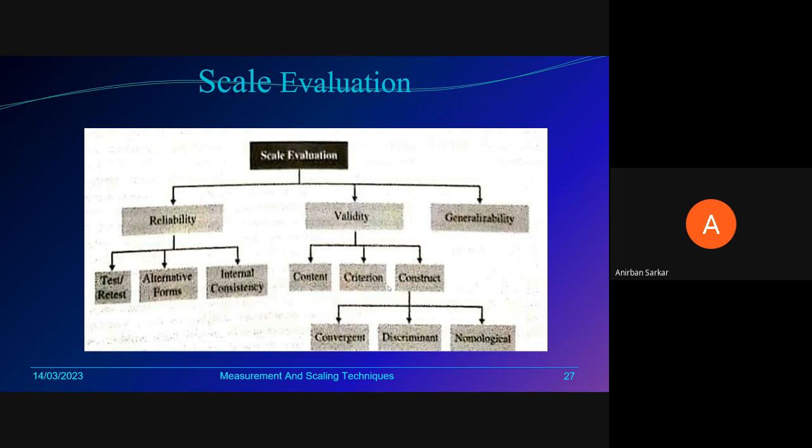Generally, reliability may be of different types. It may be test-retest reliability, alternative forms reliability, or internal consistency reliability. Again, validity is of 3 types: content validity, criteria validity, and construct validity. And construct validity is again of 3 types: convergent validity, discriminant validity, and nomological validity. And there is a question of generalizability as well. All these things we will discuss one by one.